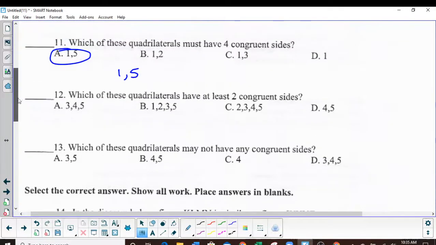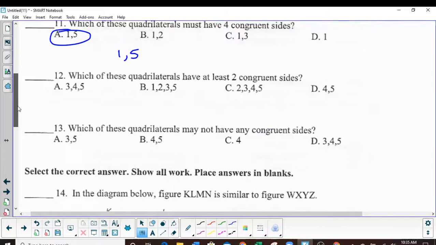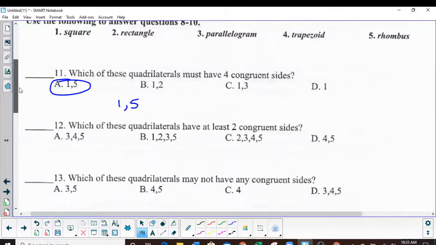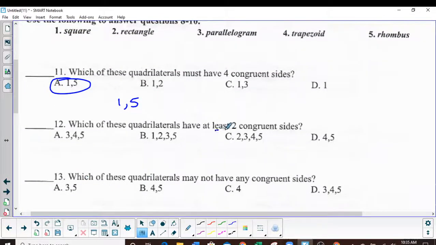Okay? Which of these quads have at least 2 congruent sides? Well, let's go back up and look again. 2 congruent sides. At least, right? So it can have more. So that would include the square, right? That would include the rectangle. That would include the parallelogram. And that would not include the trapezoid, but it would include the rhombus. So that's going to take care of B right there.